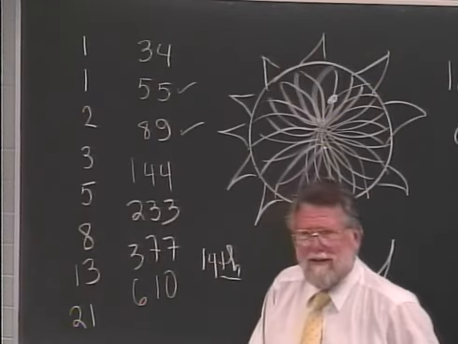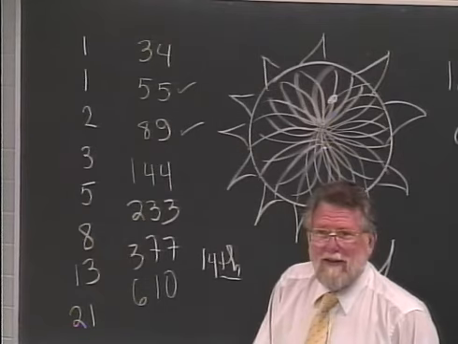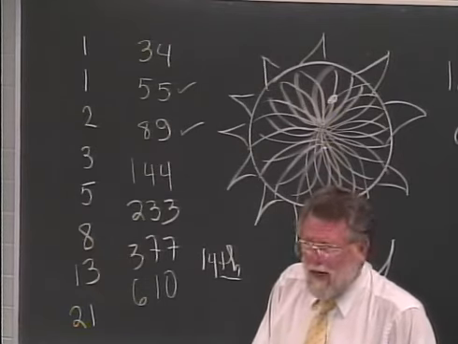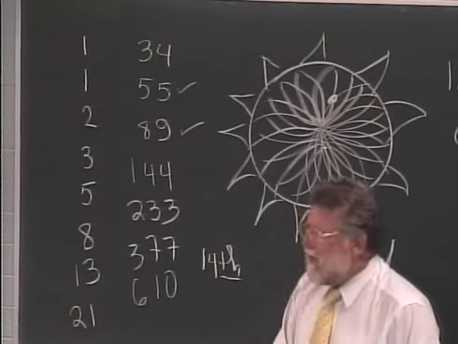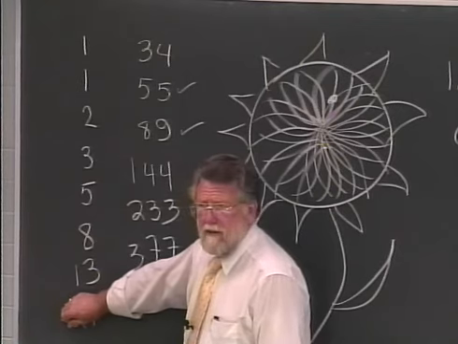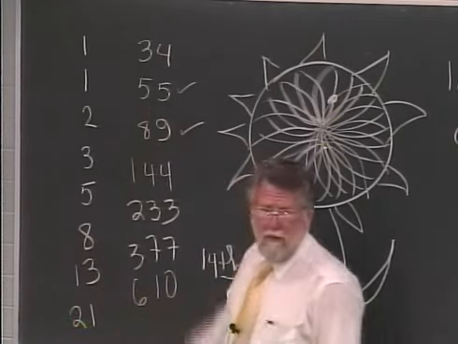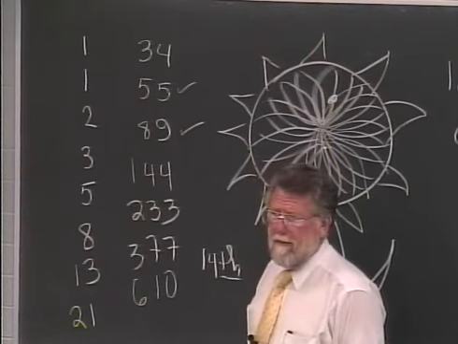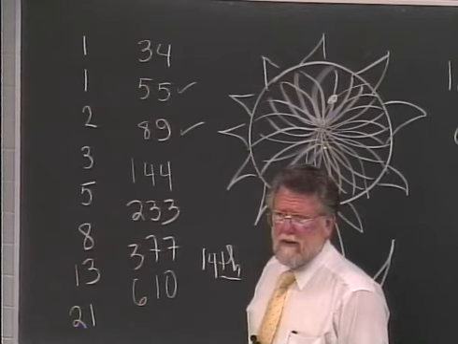Okay, what's my pattern? It's 1 plus 1 is 2, 2 plus 3 is 5, 5 plus 8 is 13, and then your 8 and your 13 is your 21. So you just add the two numbers above. So I got the 21 by taking 8 and 13. Then the 13 and 21 gave me 34. Okay? We call those Fibonacci numbers.